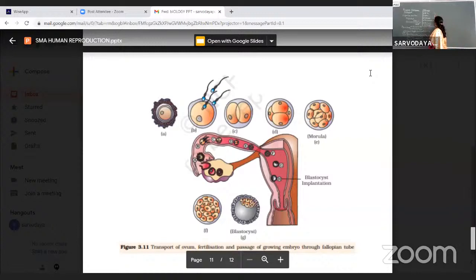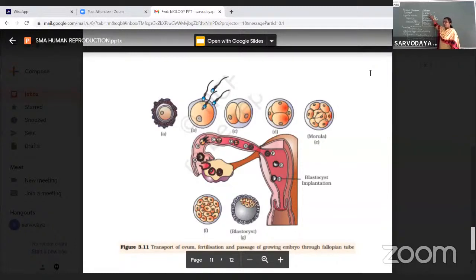Again, all these can be asked for a 2-mark question. Mention the hormones produced from the placenta. So, functions of placenta is important, and also the hormones produced from the placenta is important. What are the hormones? HCG, HPL, estrogen, progesterone, and relaxin.